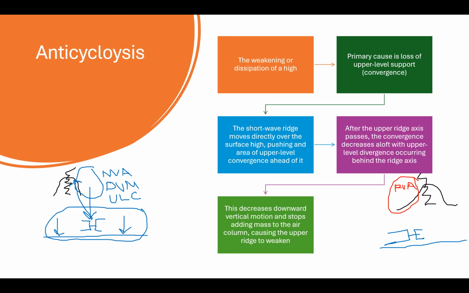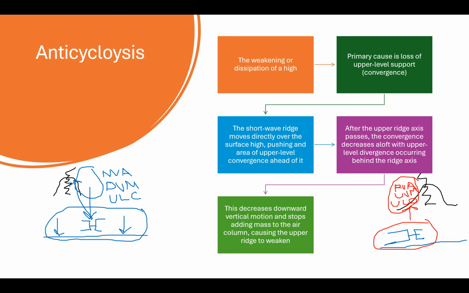We have upward vertical motion with PVA here behind the ridge axis after it passes. And we also have upper level divergence. That is not good for this high pressure at the surface. It is not good. That's going to promote rising air motion. The upper level divergence is going to start removing mass out of the column. Not what we want for a surface high pressure system, specifically a baroclinic type.